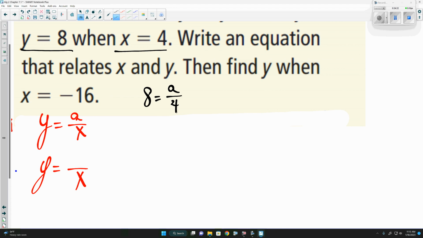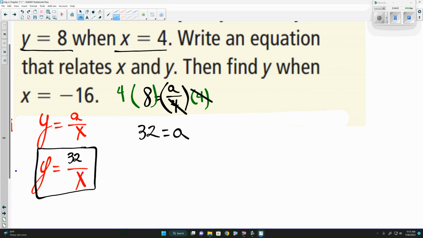Now we can do the exact same thing we did on the last one. So here we can multiply both sides by 4. And as we saw with the last one here, the 4 and 4 will simplify to 1. They'll simplify each other out, which will give us a by itself. Now we just need to multiply the other side. 8 times 4 is 32, so we can plug it in for a. So y is equal to 32 divided by x. Questions on the first half of this problem?